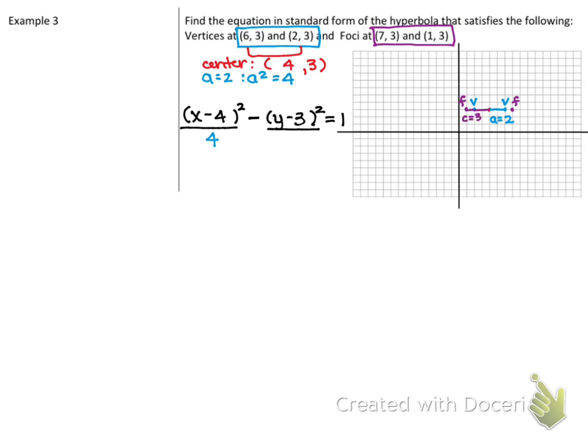All right, let's do a little bit of work off to the side. I know that C squared is equal to A squared plus B squared. Okay, so what did I say C was? C is 3. So C squared's 9. A squared we just found out was 4. Subtract. Looks like B squared's 5. And it's B squared that goes in the equation. So just put a 5 underneath there. Looks like we've got the equation.